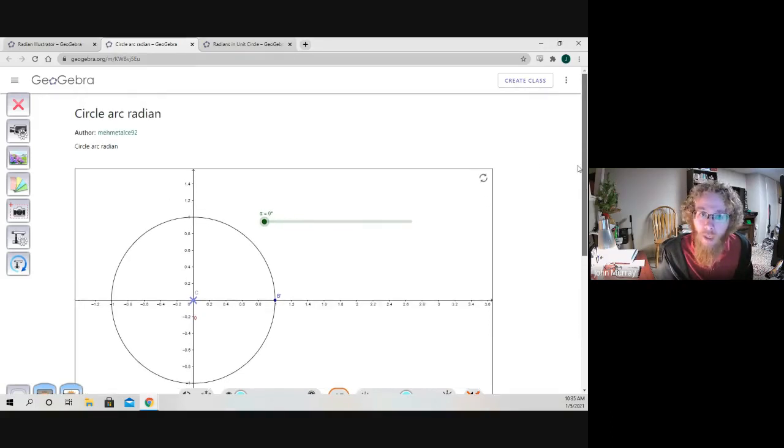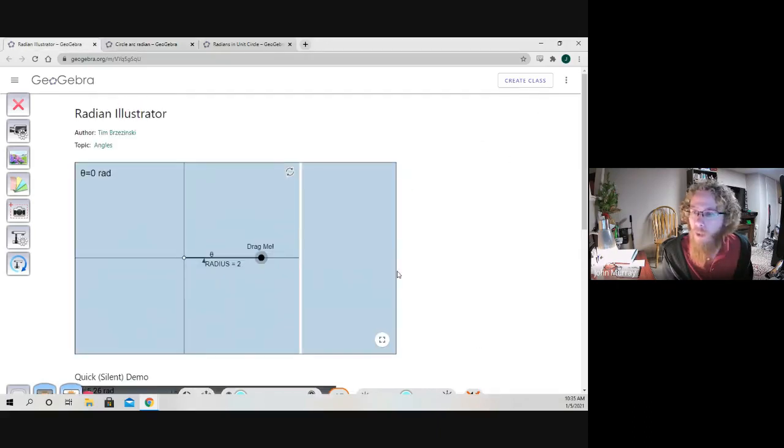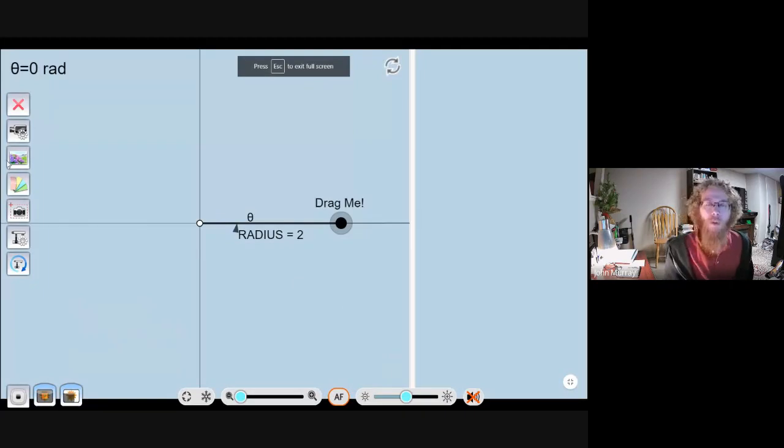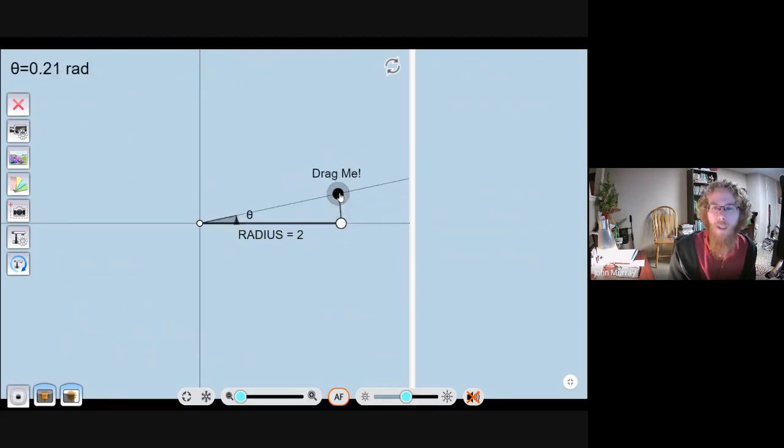For this one, it shows you... actually, let me go to this one first. Here we go. Here we have our coordinate plane. We have a line, and the radius is 2. Whatever it is, 2 inches, 2 centimeters, 2 units. As we drag along and we're rotating, we can see that we have this angle here.